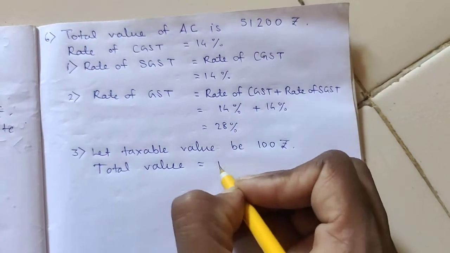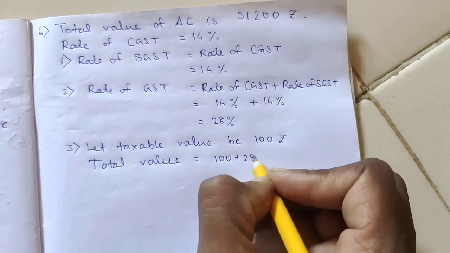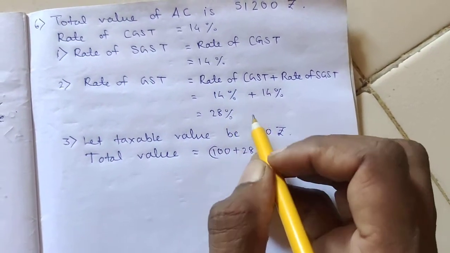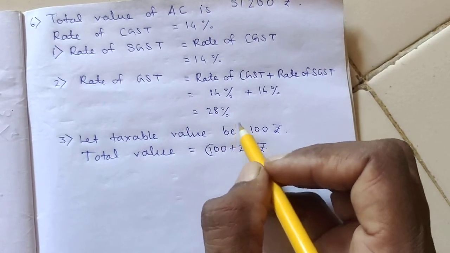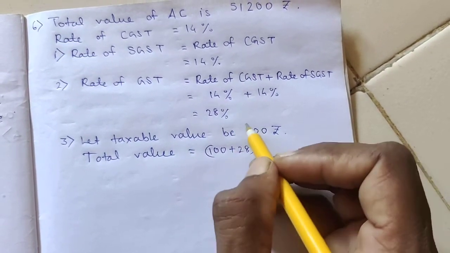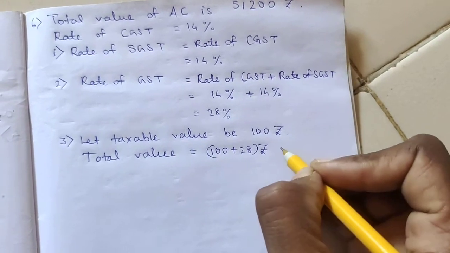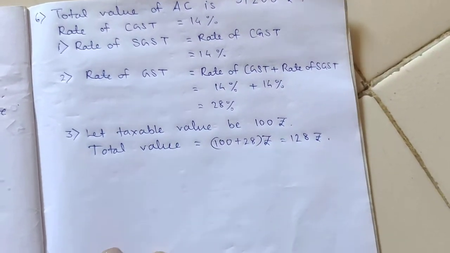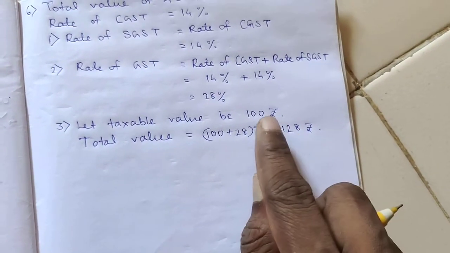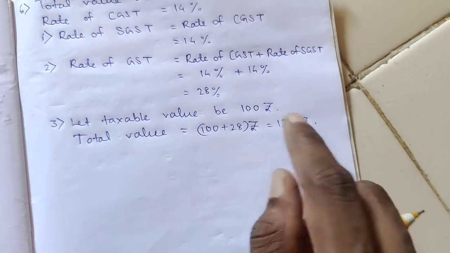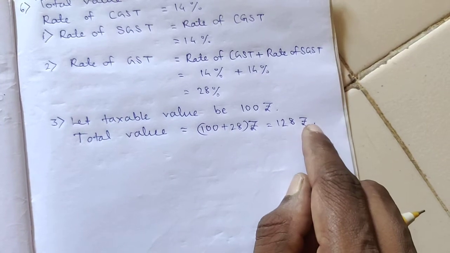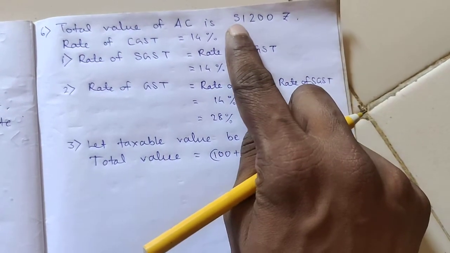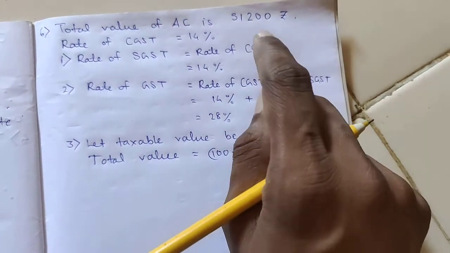Total value will be 100 plus 28. Why? Because our GST rate is 28%. So 28% means what? We will add 28 rupees to this 100 rupees. So we will get 128 rupees. Understood? Now see, if our taxable value is 100, then our total value is 128. Now in this case we have a total value of 51,200.